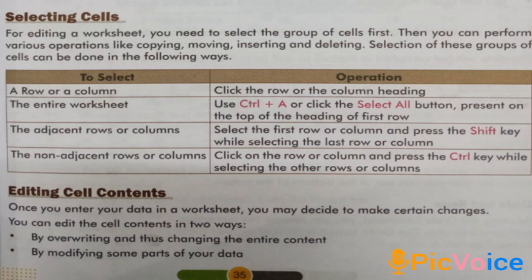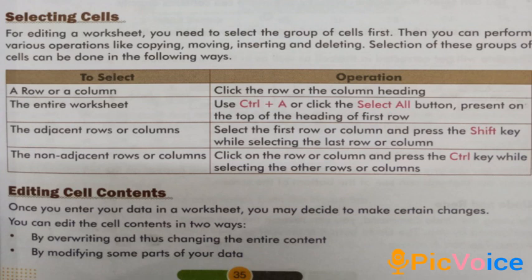Next, editing cell contents. Once you enter your data in a worksheet, you may decide to make certain changes. You can edit the cell contents in two ways: by overwriting and thus changing the entire content, or by modifying some parts of your data.